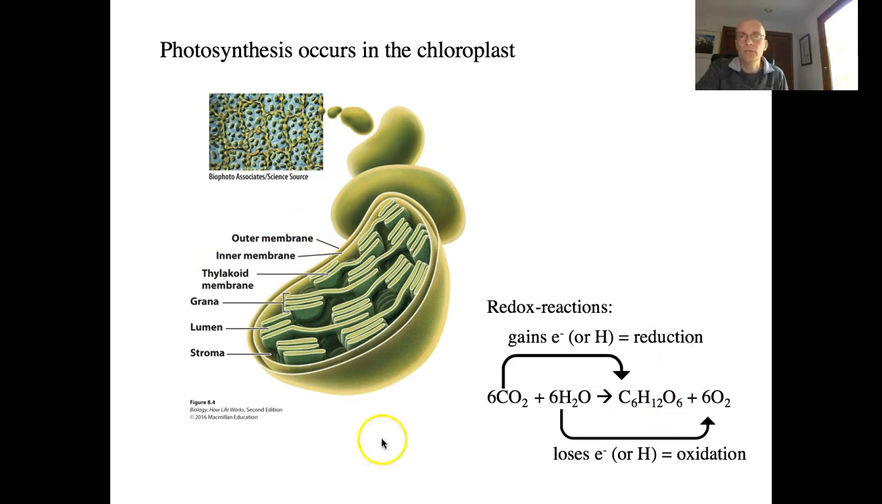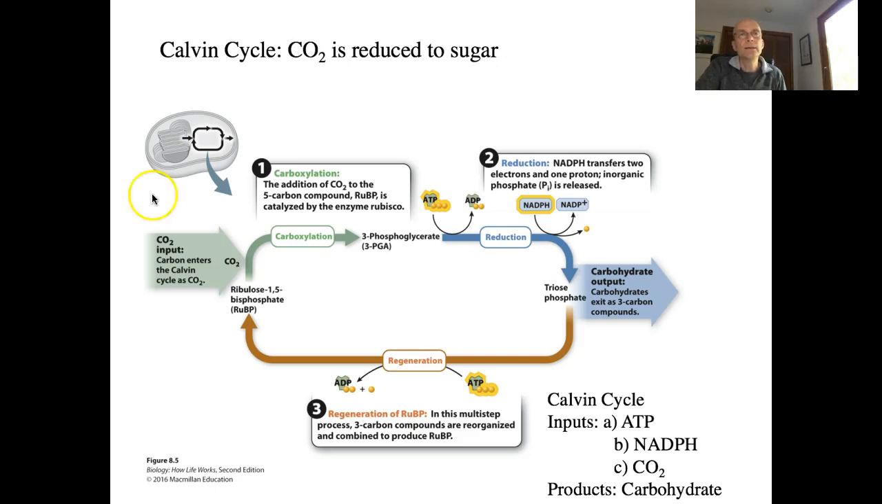But so this is where we are. We are in the chloroplast. We have these extra membranes inside. We have redox reactions that are producing sugar from carbon dioxide and from water. And now let's go and look at these 2 reactions that I told you about, the Calvin cycle and the light reaction. Let's start with the Calvin cycle.